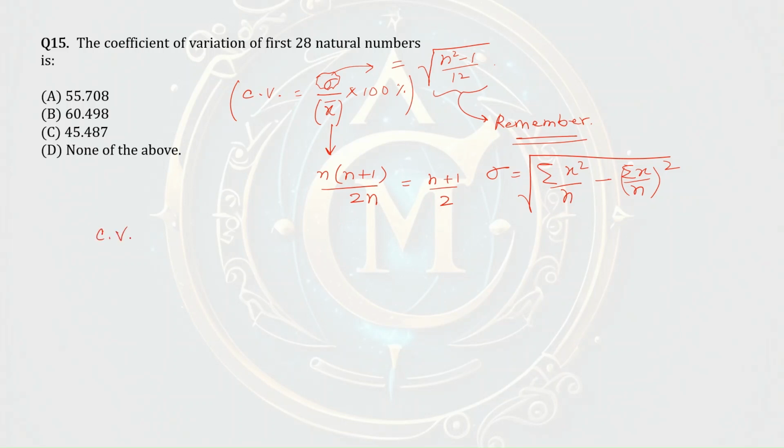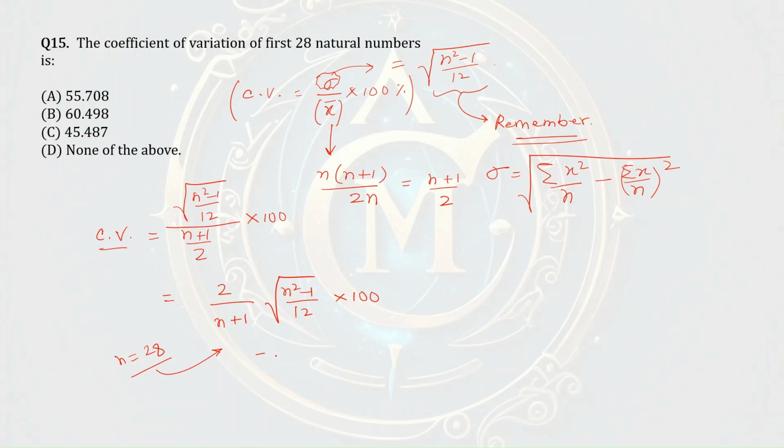That means the coefficient of variation becomes (n plus 1) by 2 in the denominator, and in the numerator it will be root under (n square minus 1) divided by 12, into 100. So this becomes 2 divided by (n plus 1) into root under (n square minus 1) divided by 12, into 100. Now we have to simply put n equal to 28 in this expression.